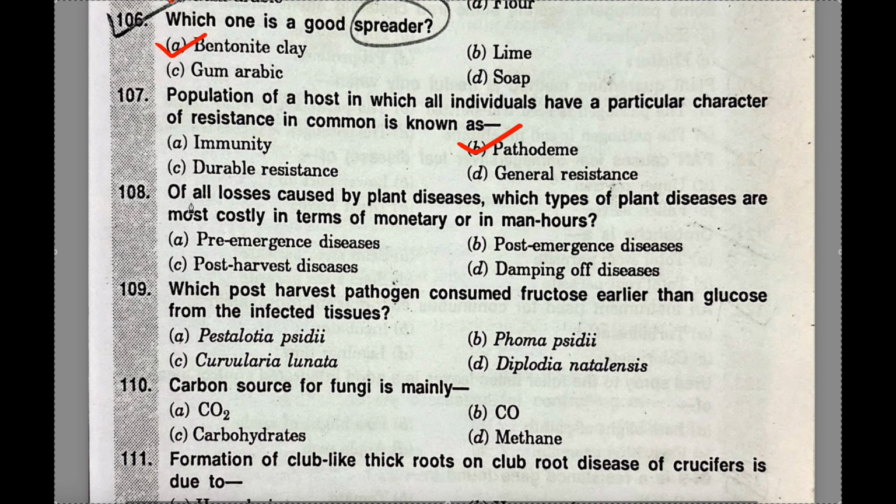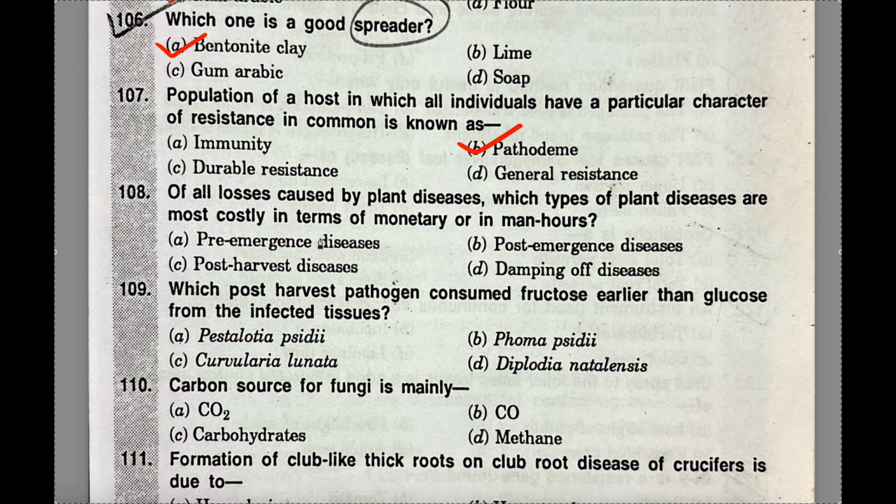108. Of all losses caused by plant diseases, which type of plant diseases are most costly in terms of monetary or in man hours? Okay, the options first. The options are pre-emergence disease, post-emergence disease, post-harvest disease, or damping off diseases. The answer is post-harvest diseases.